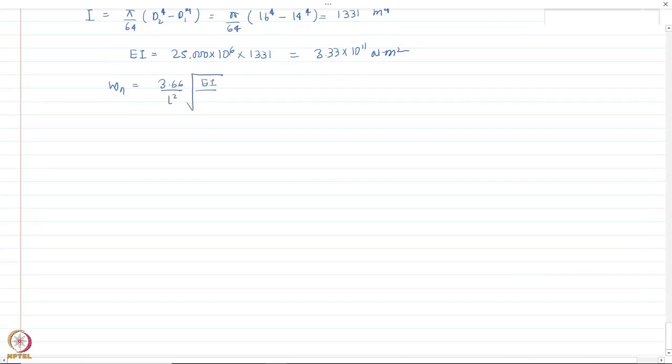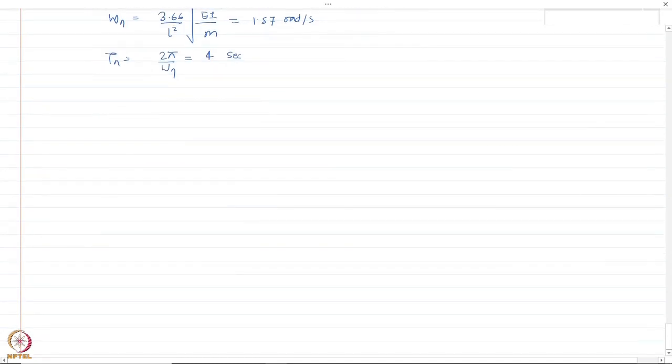the square root of EI by M over L to the power 4. So I can substitute all these values and I can get the value of omega n as 1.57 radian per second. So the time period can be easily determined as 2 pi by omega n, which comes out to be 4 seconds. Okay, now I know that for 4 seconds, my pseudo acceleration is 1.8 divided by 4.